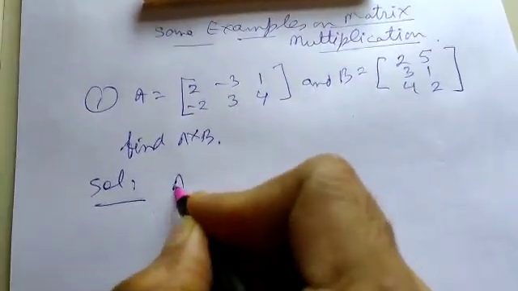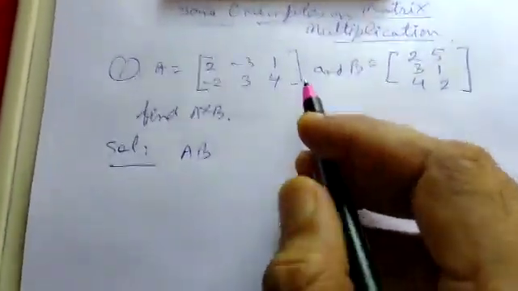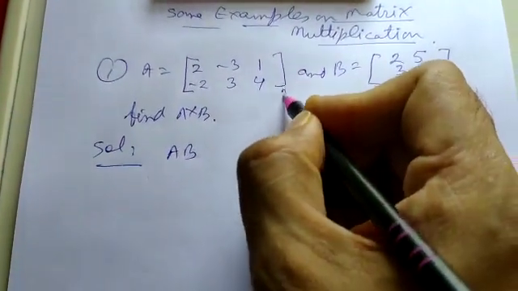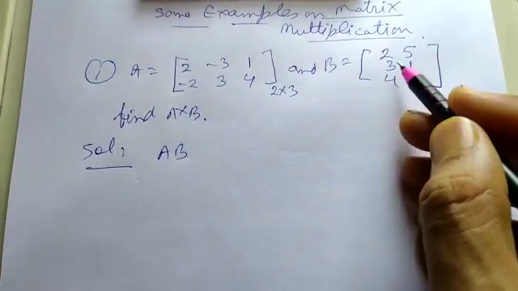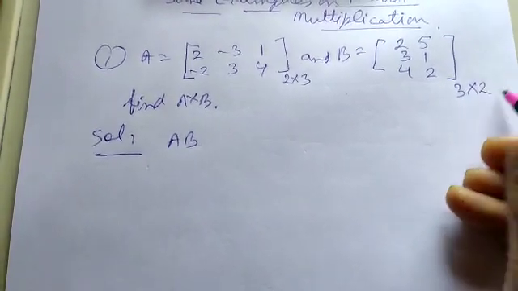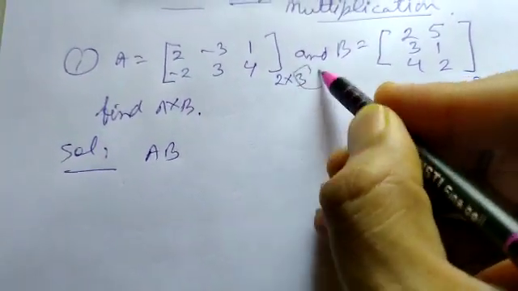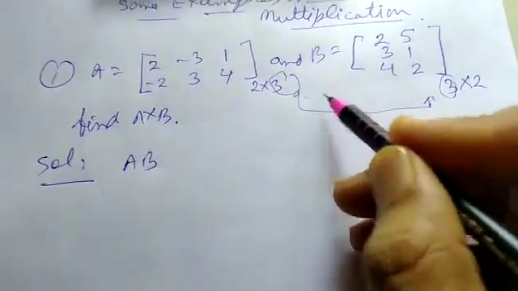We'll try to find out AB, but before trying this one, let us check whether this is possible or not. How many rows are here? 2 rows and 3 columns. So order is 2 cross 3. What is the order here? There are 3 rows, and columns are 2, so 3 cross 2. Here we can see that these two numbers are equal. Therefore, matrix multiplication is possible.